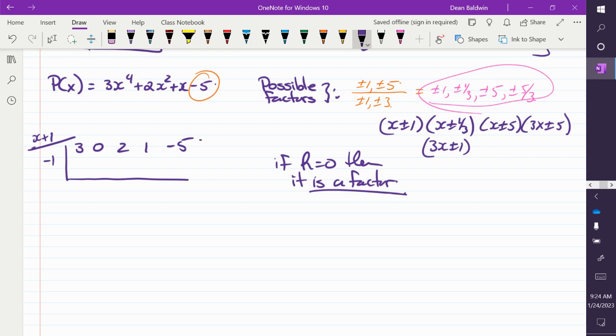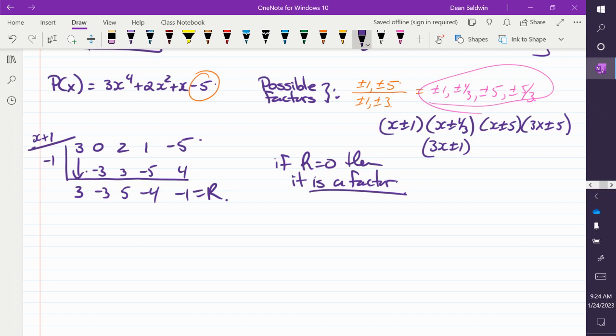How do we do synthetic division? Drop it down. Multiply by this number here. I get negative 3. They're always adding. So I get negative 3. Multiply by negative 1. I get 3. 5. Negative 5. Negative 4. 4. Negative 1. That's your remainder. So is this a factor? No.